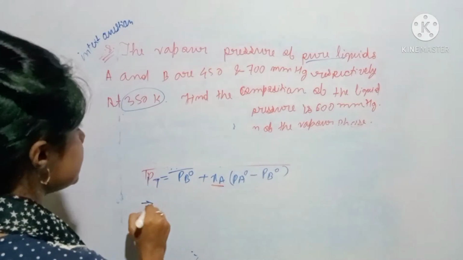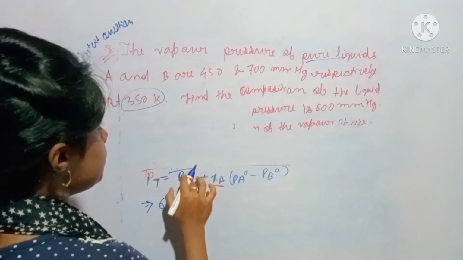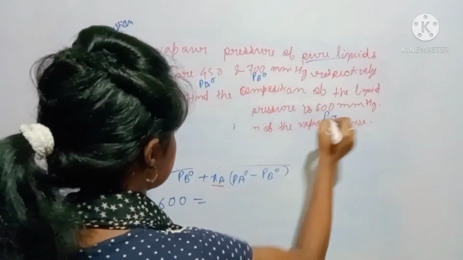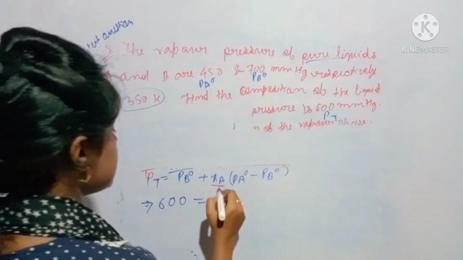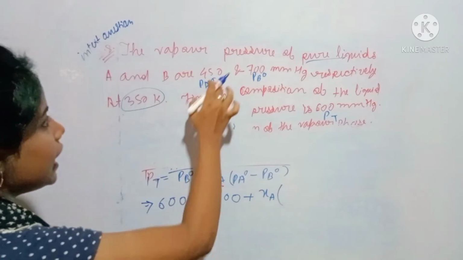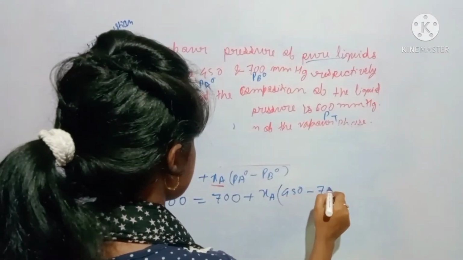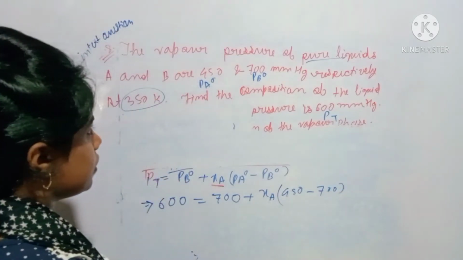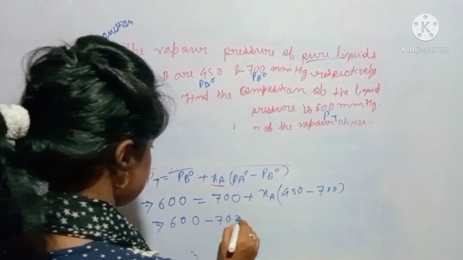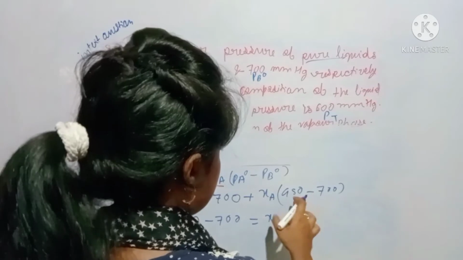So for PT the value is 600. For PA naught it's 450, and for PB naught it's 700. We have to calculate the value of XA, and for PA minus PB, 450 minus 700. So it's like 600 minus 700 equals XA divided by 700 minus 450.